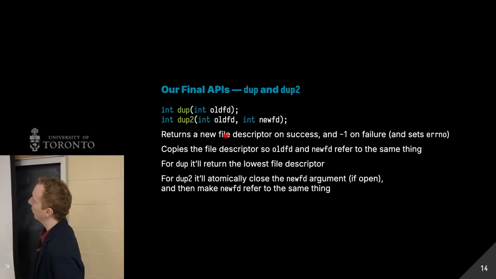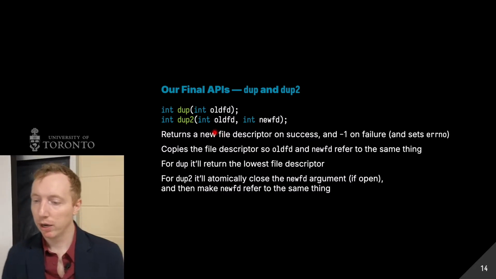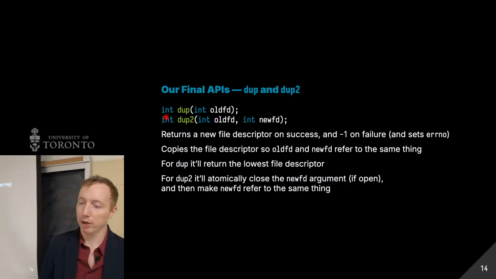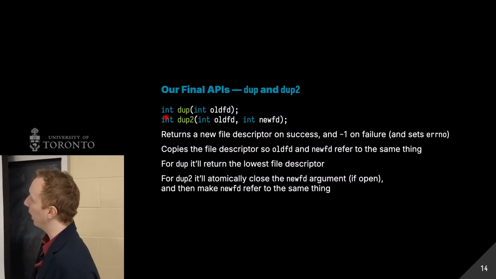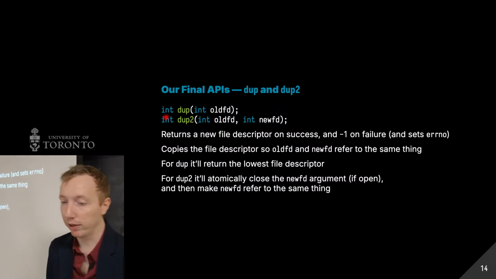All right, so our final APIs that we saw at the very beginning, we'll explain them now, are dup and dup2. Both of these return a new file descriptor on success, -1 on failure, and set errno.